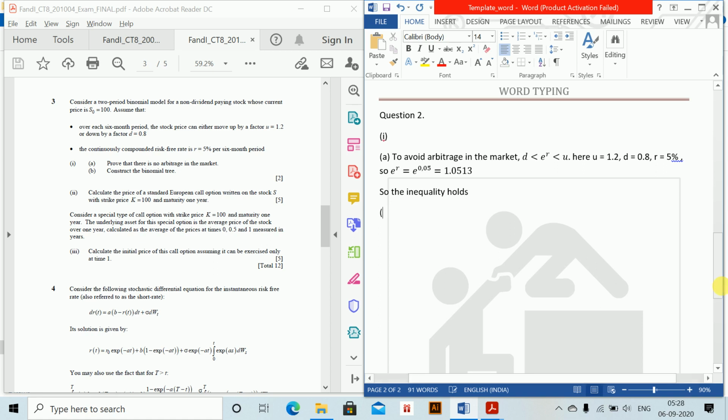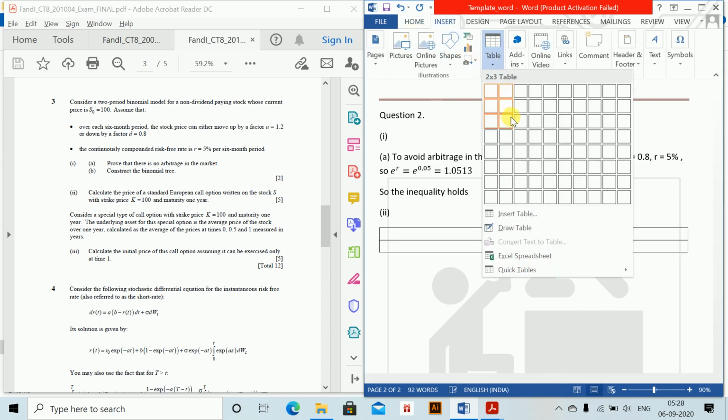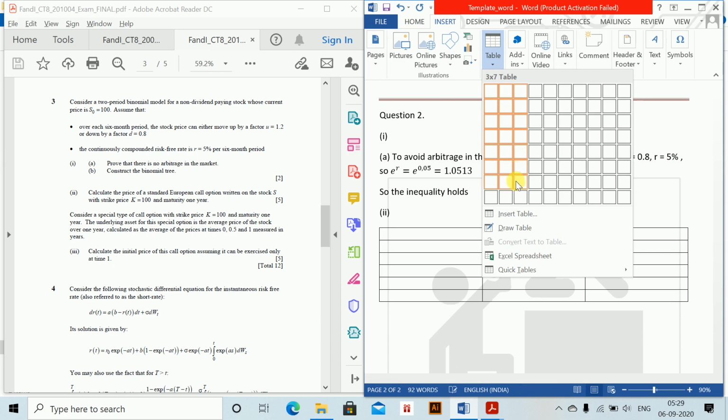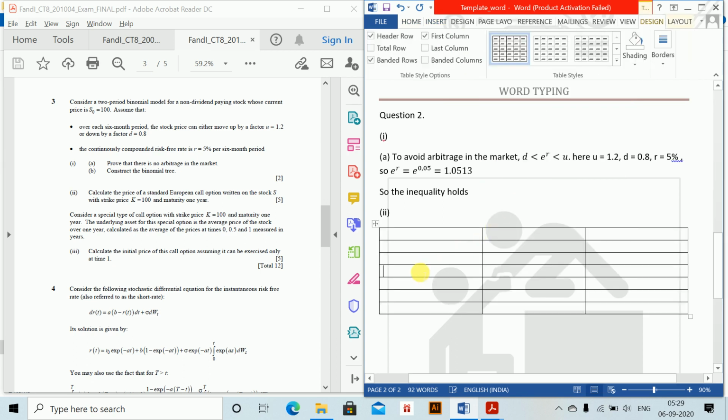Now next part, again consider the construction of binomial tree. You just need to insert your values. The value starts from 100, goes up 1 year, so 100 into u is equal to 120, and coming down, 100 into d is equal to 80.